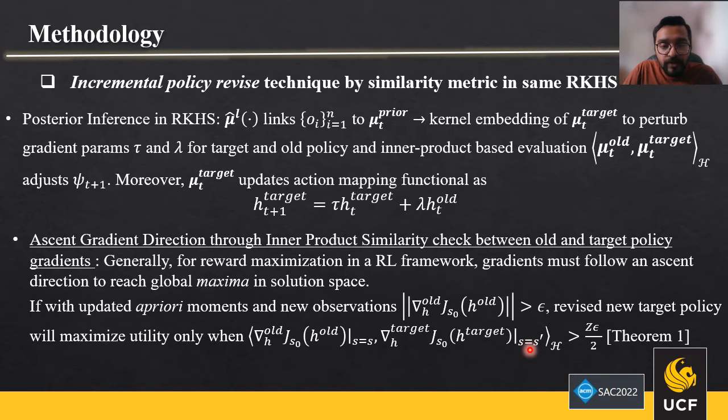So there are two policy gradients inside this dot product. One is the policy gradient from our old policy, and another one is from the target policy. And if this dot product always goes to a positive value, we can say that our learning is going through an ascent direction and we can maximize the reward.